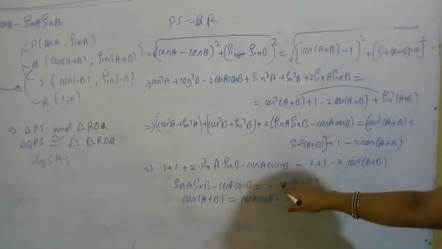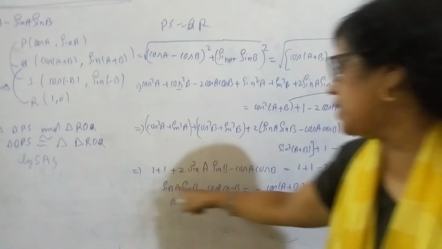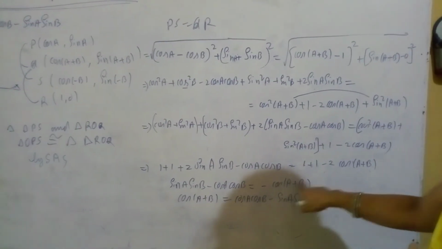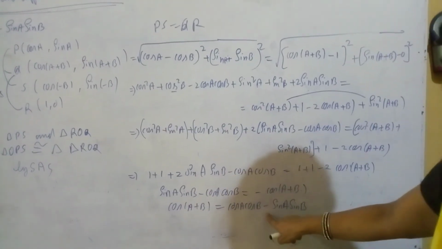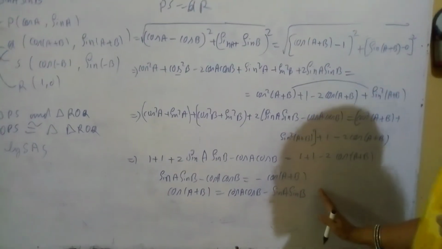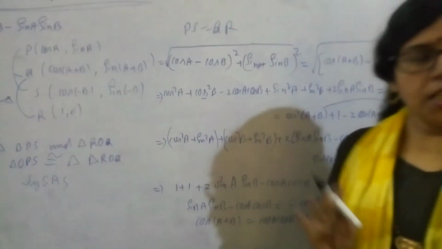Now we want to remove this minus sign, so both sides we will multiply by minus. So this formula will change to cos of A plus B is equal to cos A cos B minus sin A sin B. Okay. Now this is clear. Thank you all of you.